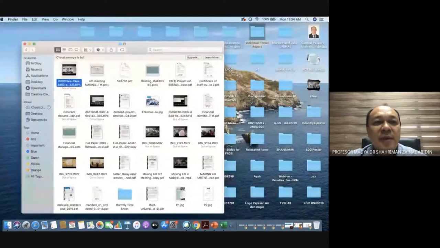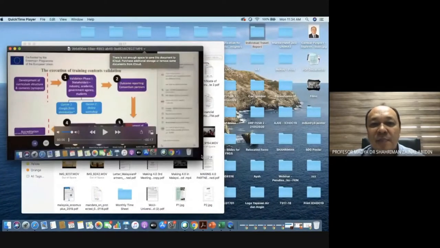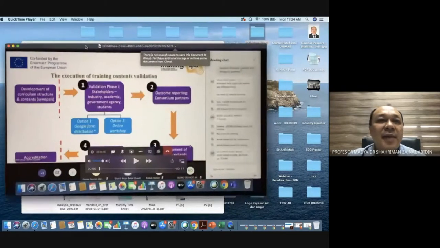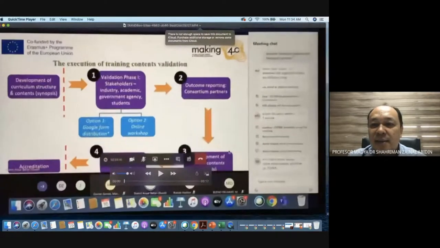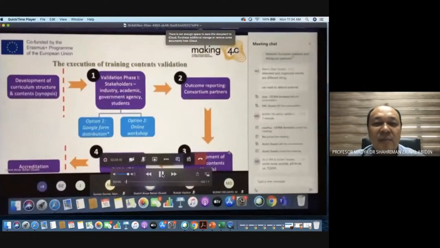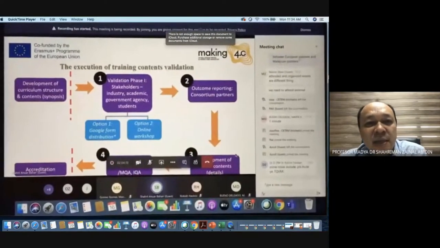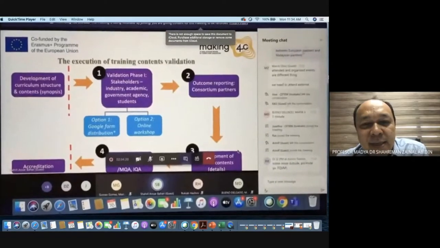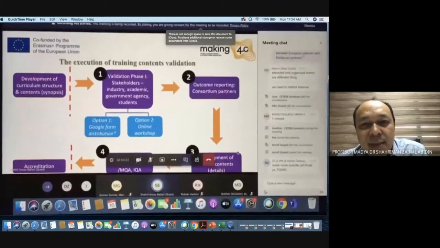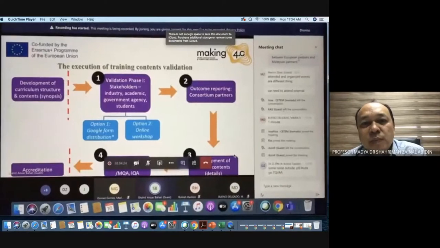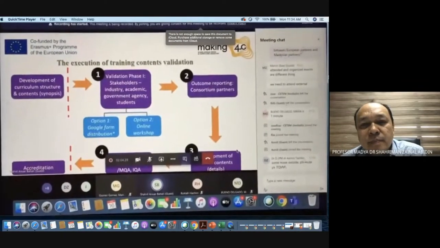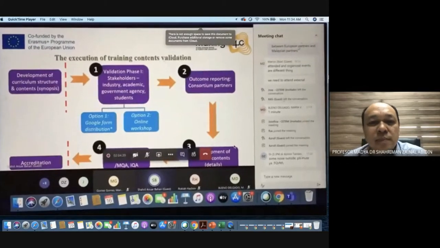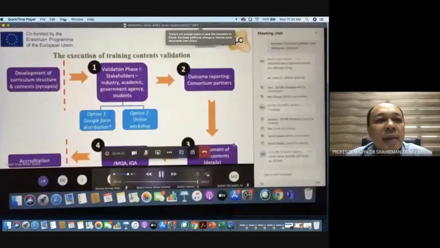My group had to do a presentation on our work package on validation of the content. One of our team members, Dr. Shahriman, gave the presentation. After we get all this information, we are going to make the outcome reporting to all of our partners.